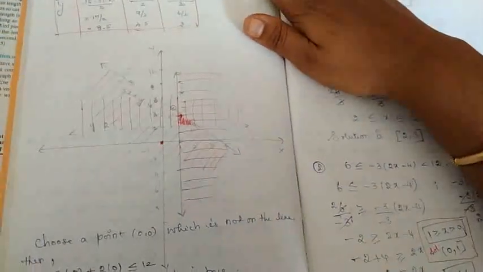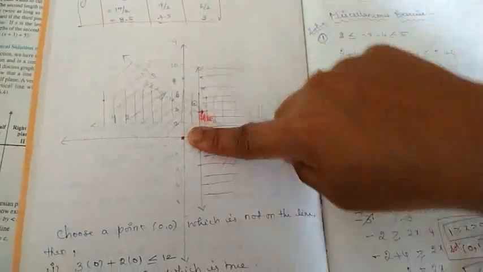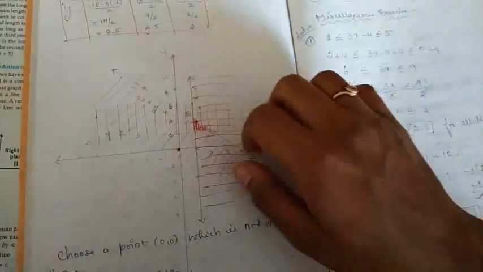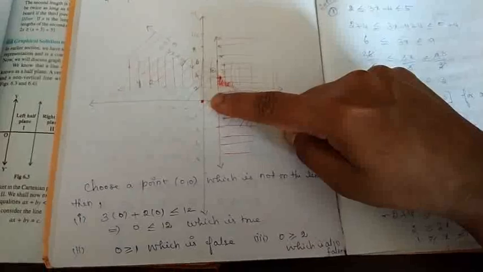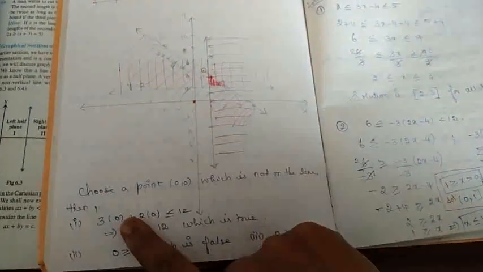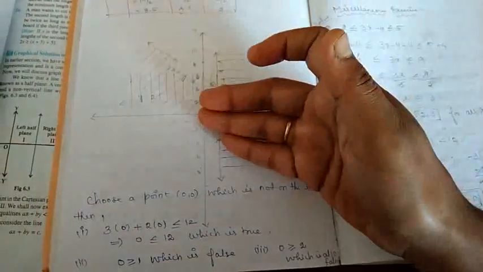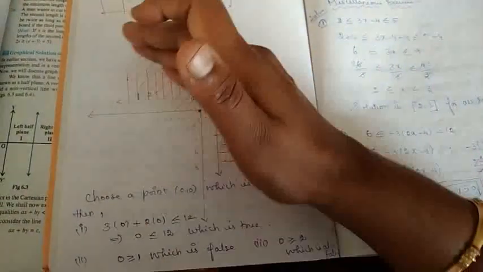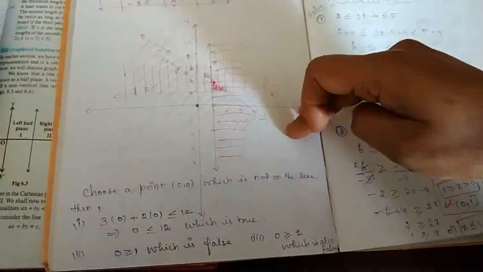Now we have to choose a point which is not on the line. We are going to choose the point 0, 0, since none of the three lines pass through 0, 0. Now, if we substitute 0, 0 in the first inequality, it satisfies. This is our first line and 0, 0 lies here. Therefore, this part of the line is going to be the solution region for the first inequality.